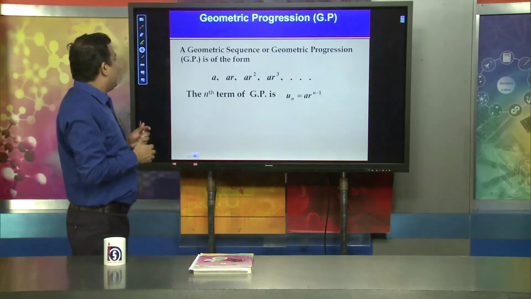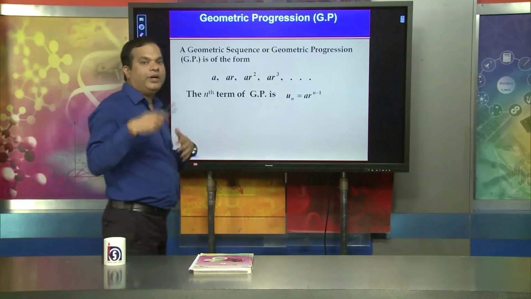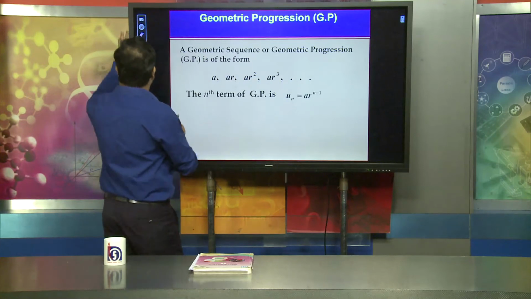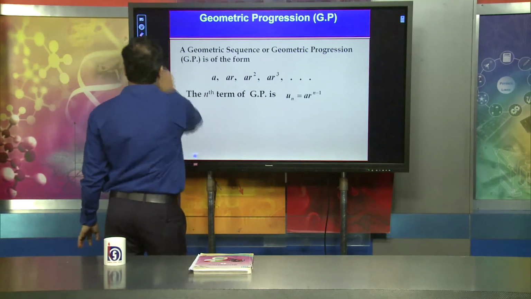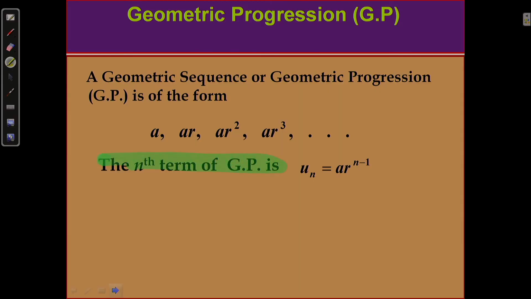Now, when talking about geometric progression, we must understand how to find the nth term of a geometric progression. When talking about the nth term, remember there must be a formula, and that formula is a n, which is equal to a r raised to the power n minus 1. First we have to understand the geometric progression.